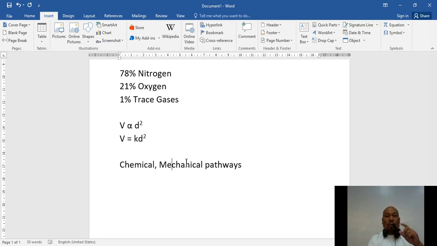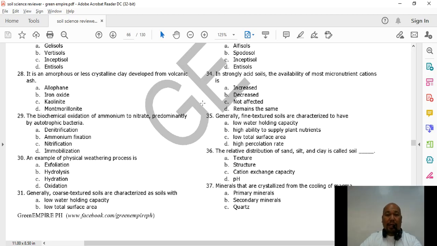While the particles are getting smaller, the primary minerals are also transitioning towards secondary minerals. Once they are secondary minerals, there is a tendency that it is also liberating the ions originally trapped in the primary mineral. Therefore, it has a higher ability to supply plant nutrients compared to coarse textured soils.